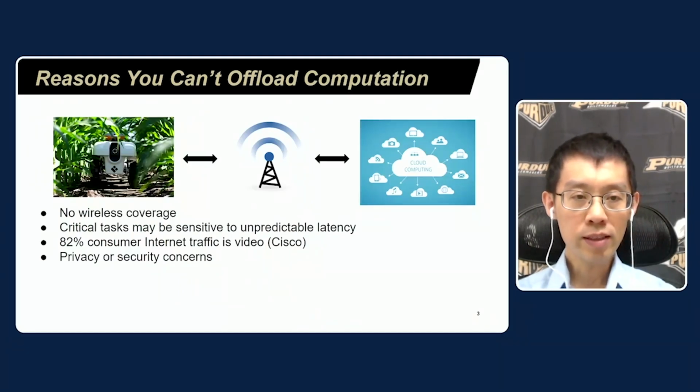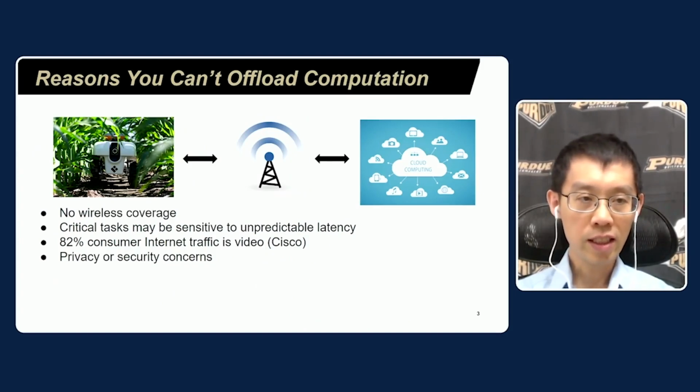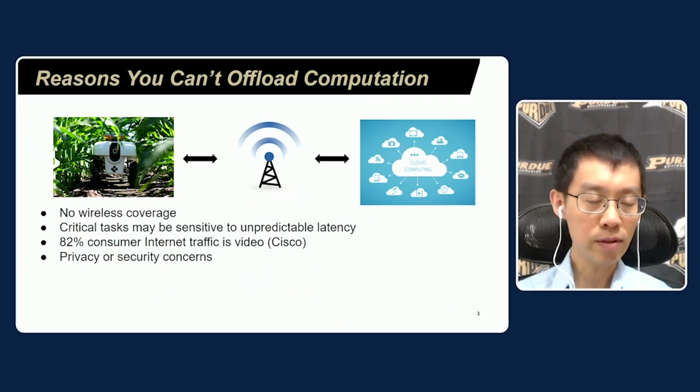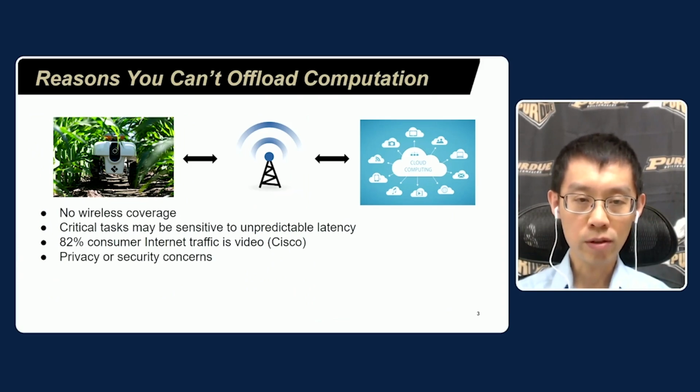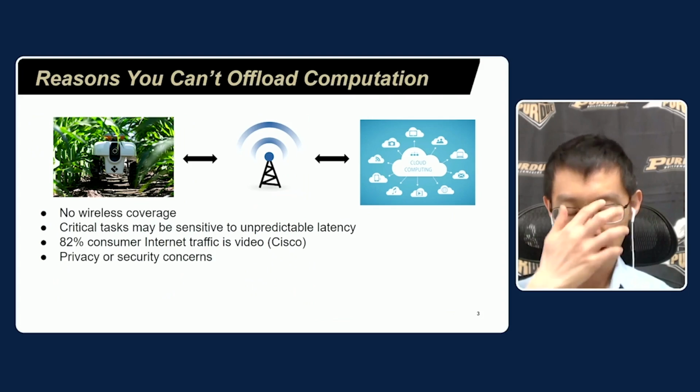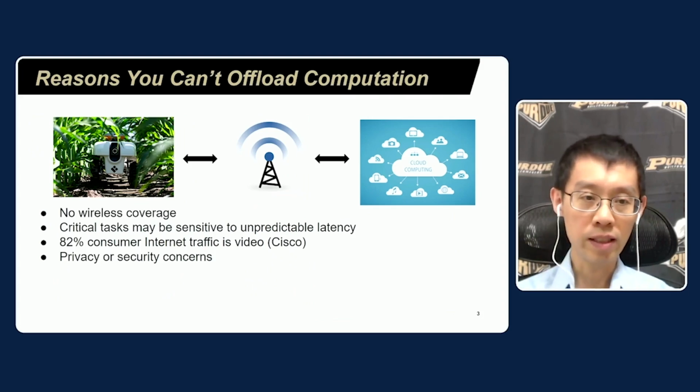A common question about efficient computer vision at the edge is, can we simply send all the data to the cloud? There are many cases where this is not possible or not desirable. First, you may not have a good wireless connection in specific areas. And also some of the tasks may be time sensitive, and you don't want to send the data to the cloud, wait for the processing and get the result back when the latency is unpredictable.